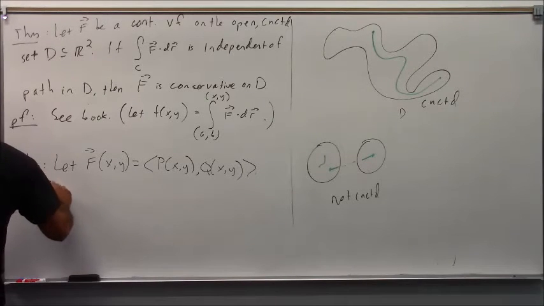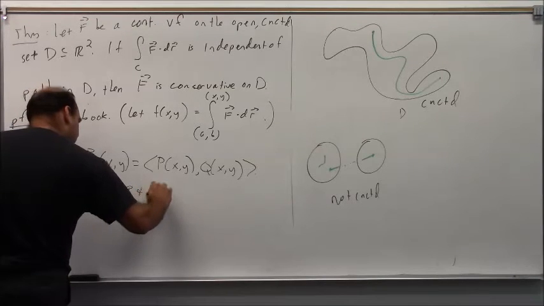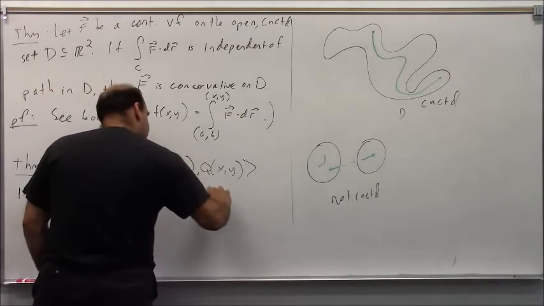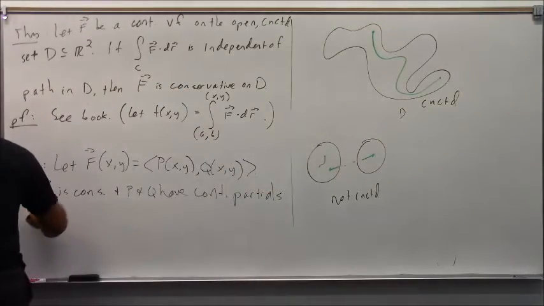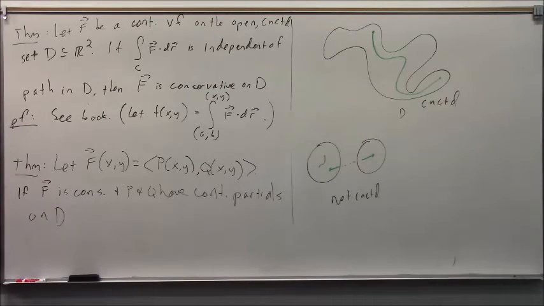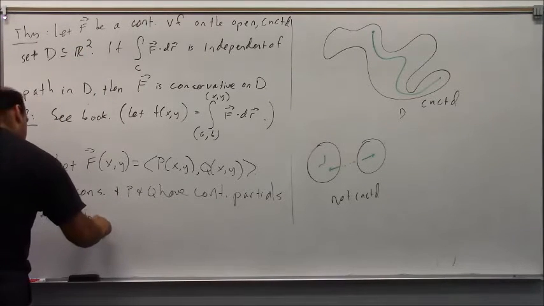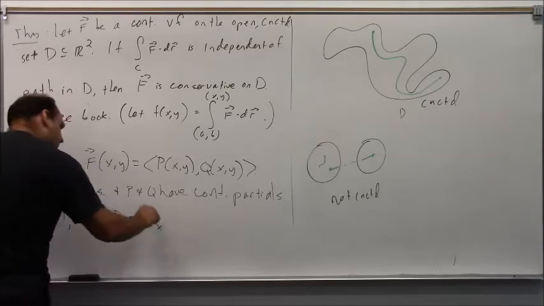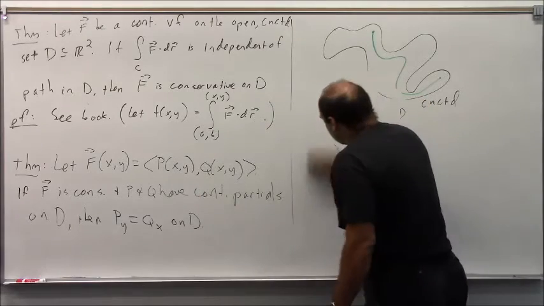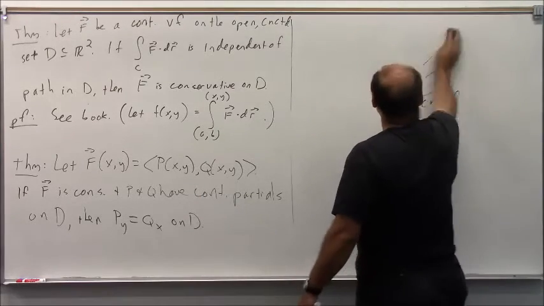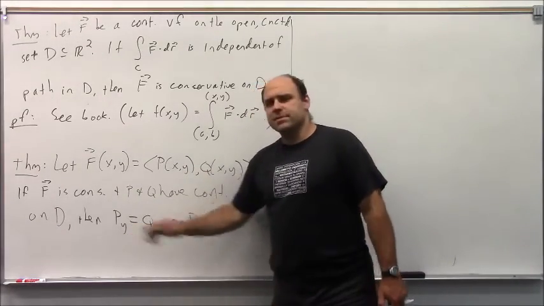If F is conservative and P and Q have continuous partials on D, an open connected region, same kind of D we had in the previous theorem, then P sub y equals Q sub x on D. Now, this gives us a partial test for conservatism. If we have a conservative vector field, these things must be equal.